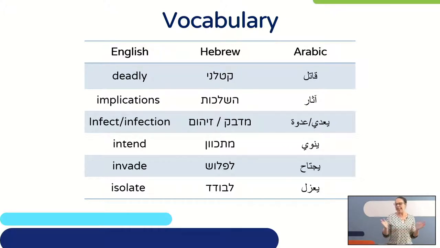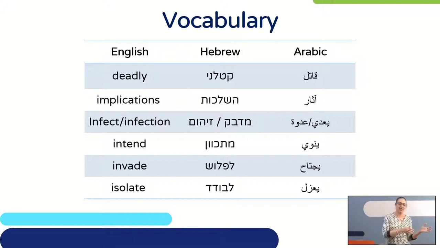We have the word deadly, like coronavirus is a deadly disease. So deadly is something that causes death. And then we have the implications of something. For example, you take a decision and consequently you have some implications as a result of this decision you take.